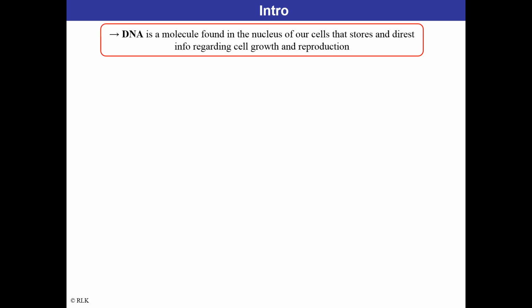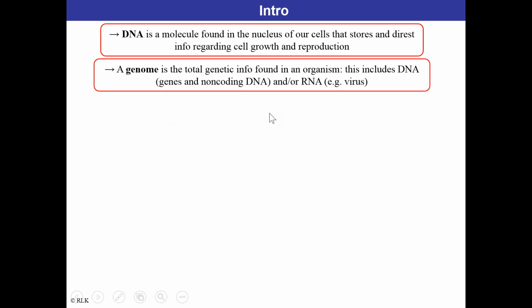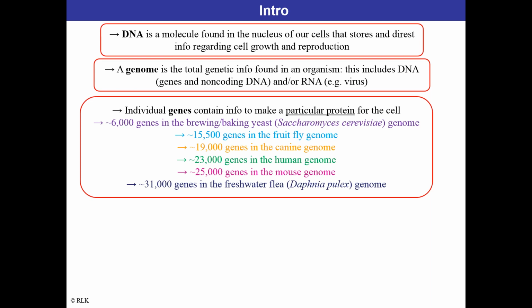So here, you guys have heard of DNA. DNA is a molecule found in the nucleus of our cells, and that stores and directs info regarding cell growth and reproduction. A genome, then, is the total genetic info found in an organism. This includes DNA, which includes genes and non-coding DNA and/or RNA, such as that found, for instance, in viruses. So these are some of the vocabulary terms that I think are going to be very helpful in this chapter.